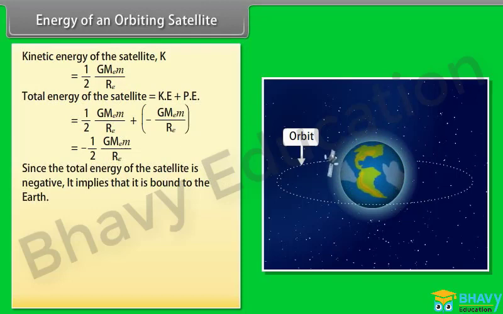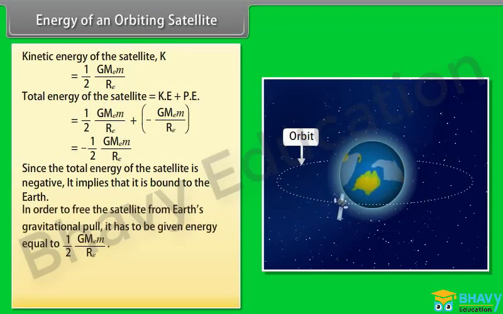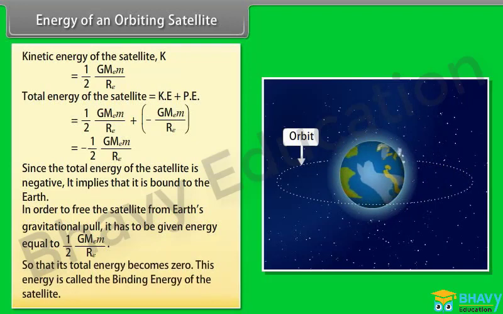Since the total energy of the satellite is negative, it implies that it is bound to the Earth. In order to free the satellite from Earth's gravitational pull, it has to be given energy equal to 1/2 GMEM/RE, so that its total energy becomes 0. This energy is called the binding energy of the satellite.